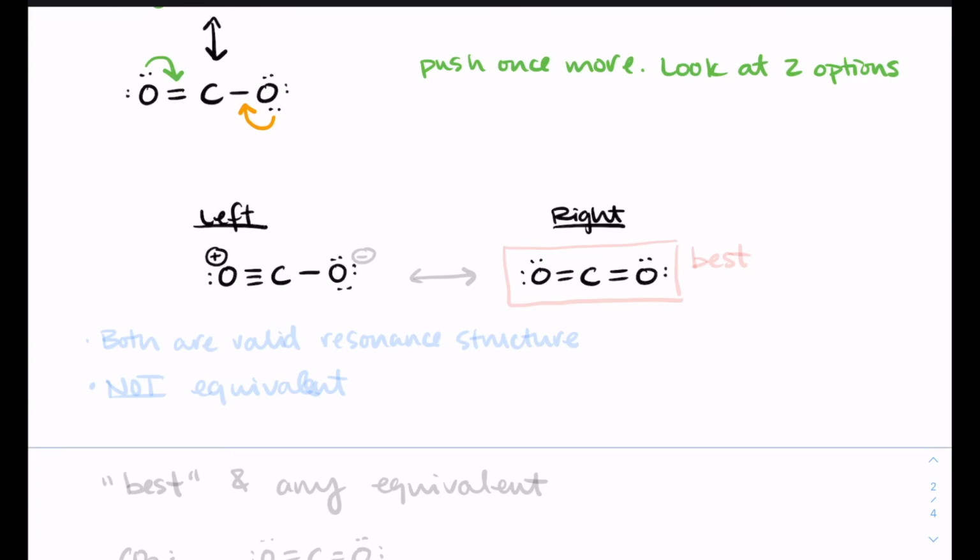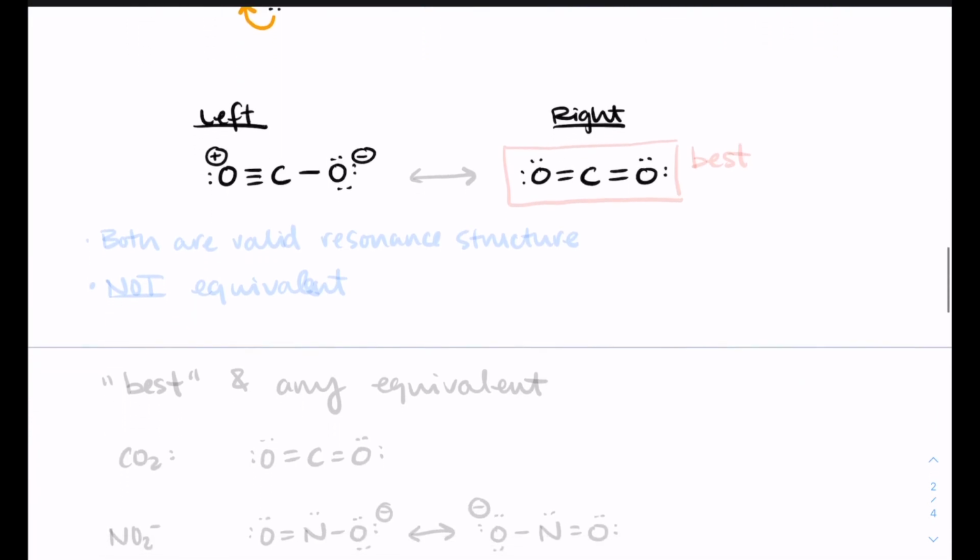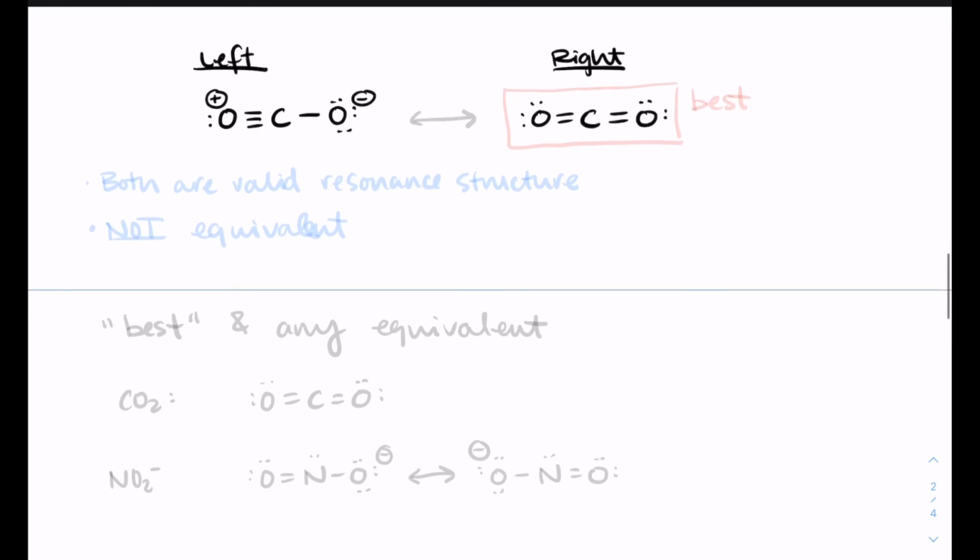If I go through and assign my formal charges, oxygen with one lone pair and 3 bonds is a formal charge of +1. Carbon has 4 bonds, formal charge of 0. Oxygen with 3 lone pairs and 1 bond is a formal charge of -1. In the structure on the right, oxygen with 2 lone pairs, 2 bonds, formal charge of 0. I have that on both sides. Carbon, 4 bonds, formal charge of 0. So just the first rule, minimize formal charge, tells us that the structure on the right is the best Lewis structure.